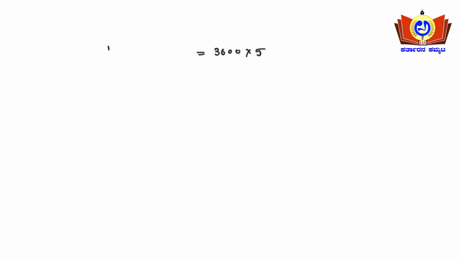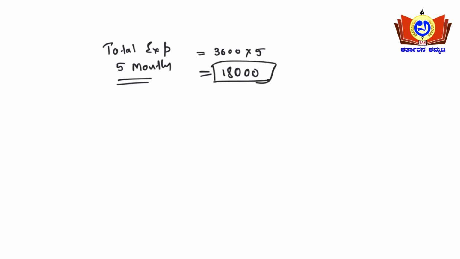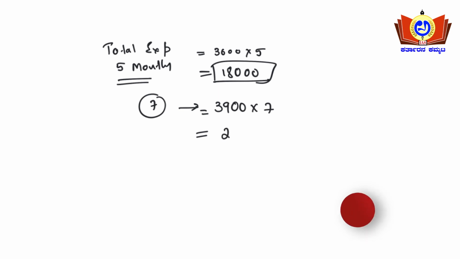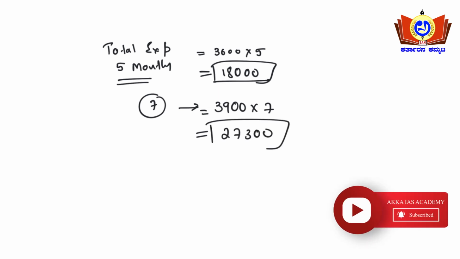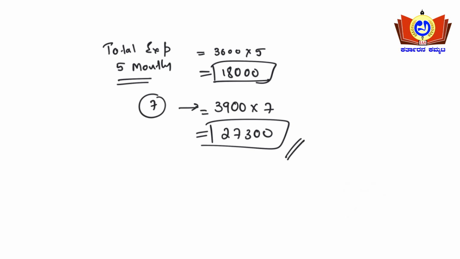This is the total expenditure for the first 5 months. 36 into 5 is 180, so with the zeros that is 18,000. The total expenditure for 5 months is 18,000. For the next 7 months, the total expenditure will be 3,900 into 7. So 39 times 7, 9 sevens, is 27,300. I'll be getting here 18,000 plus 27,300.